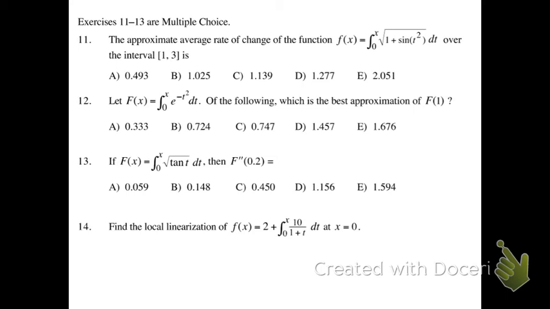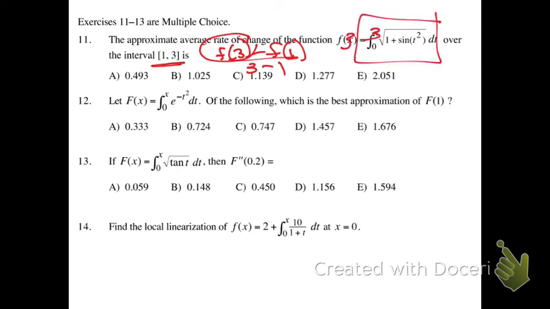All right, so number 11, average rate of change. Immediately, you should write on your paper, f of 3 minus f of 1 all over 3 minus 1. Then to find f of 3, that's f of 3 right here, which means this x is a 3. This goes in your calculator, math 9. Okay, that's a little hint.